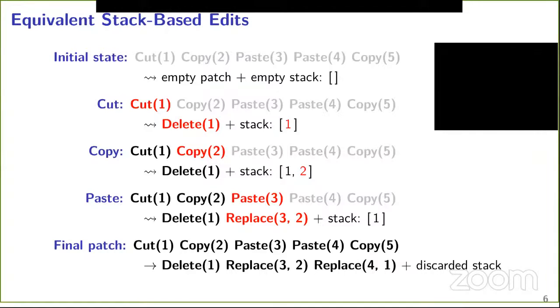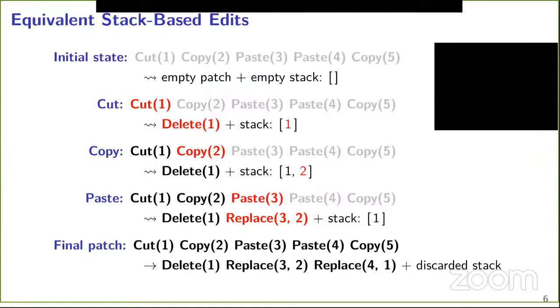And we have cut 1. Cut is just delete with the side effect of adding its argument on the top of the stack. So if we only apply cut 1, we obtain an equivalent individual which is delete 1 and a stack which contains 1. Now we have copy 2. Copy 2 has no direct impact on the mutated software, but it adds its argument on the top of the stack. Then we have paste 3.